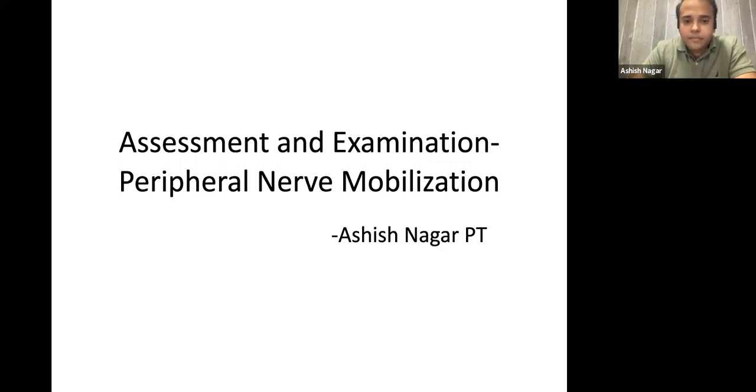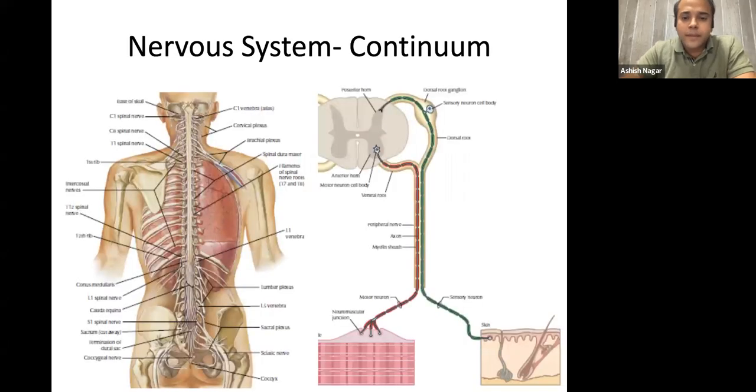So as you know, the nervous system is basically divided into the central nervous system and the peripheral nervous system. So just a little brush up. The central nervous system is basically the brain and the spinal cord, and everything that exits the spinal cord is considered the peripheral nervous system.